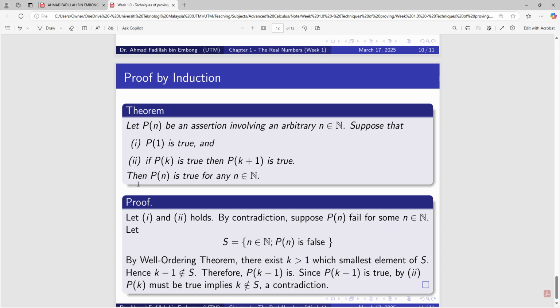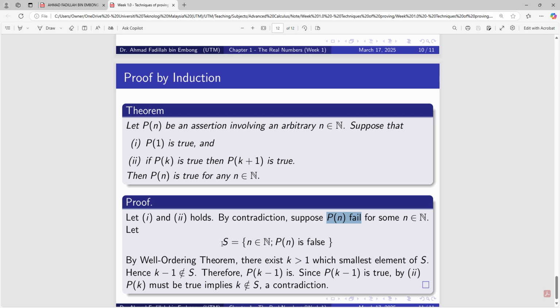first of all, we are going to assume statements one and two hold here. So we are going to use the technique of contradiction. We are going to suppose the other way around. So we suppose that there is some n inside the natural numbers for which P(n) is false.